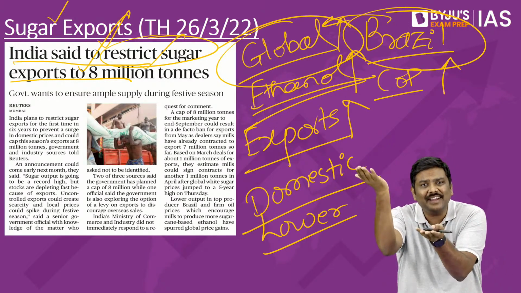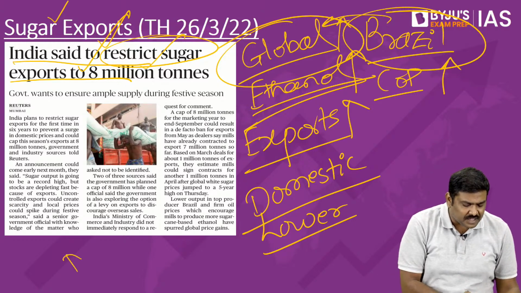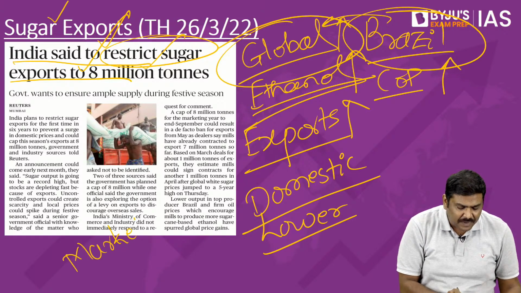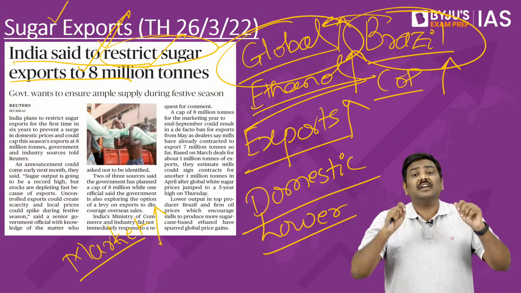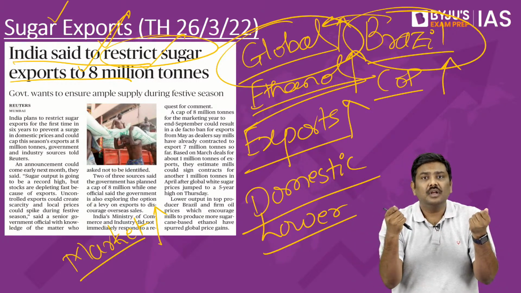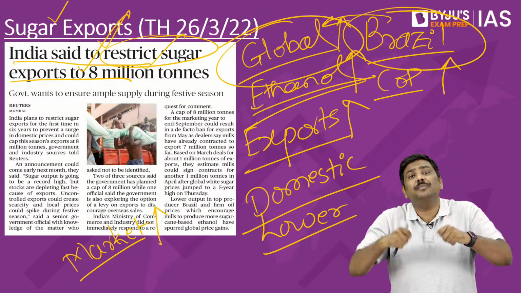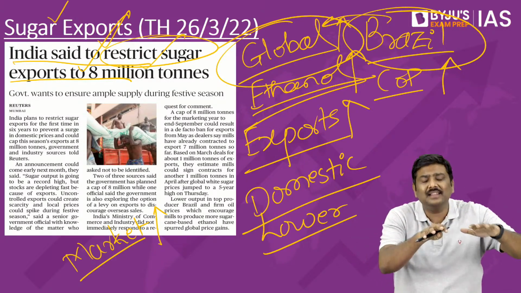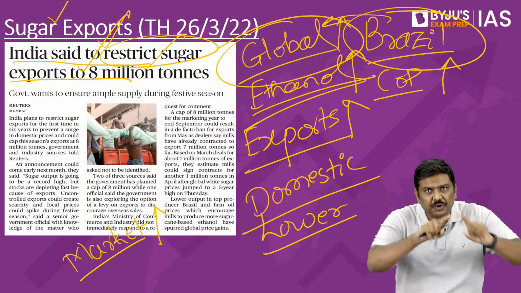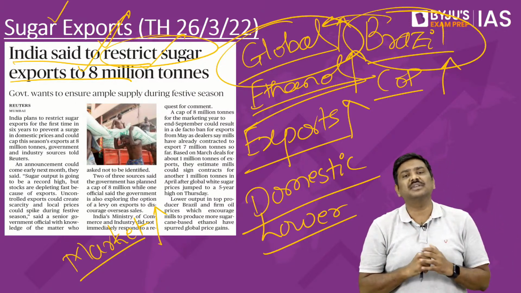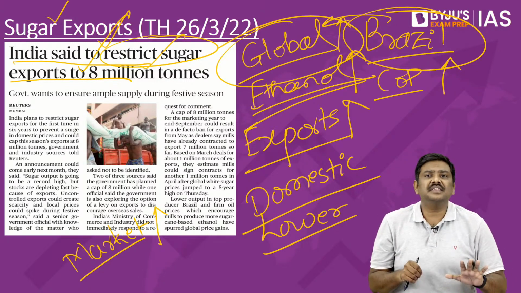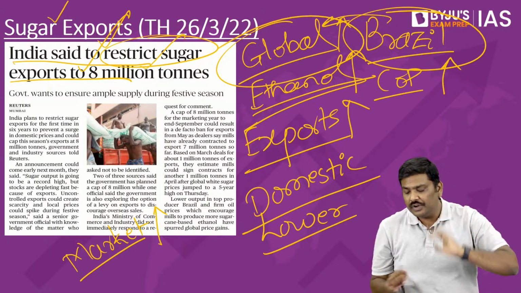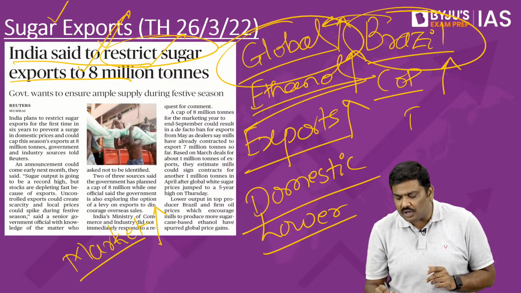The demand is higher. What will happen to market prices of sugar? The market prices of sugar will start rising upwards. So there is a fear, a concern, that the domestic demand could be higher compared to supply in the domestic market, and that could push up the market prices. And that is the reason the article says that Government of India is thinking of imposing an export limit.